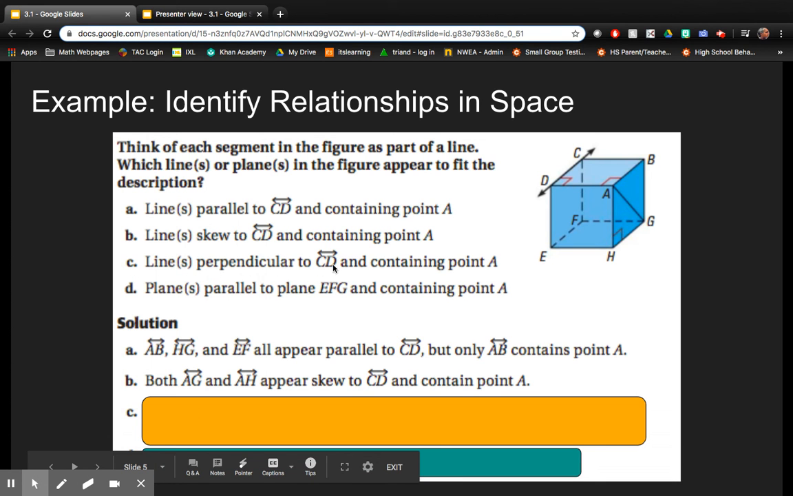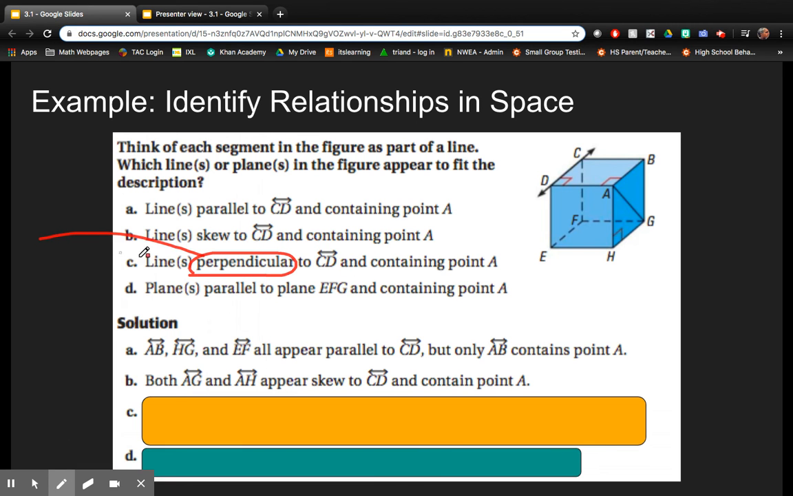C, lines perpendicular to CD. Remember, perpendicular means meets at a 90-degree angle. We also call a 90-degree angle a right angle, in case you have forgotten this vocabulary. So you see the red boxes in your diagram to the right, telling you that these meet at right angles. So therefore, all corners of this box will be meeting at right angles.